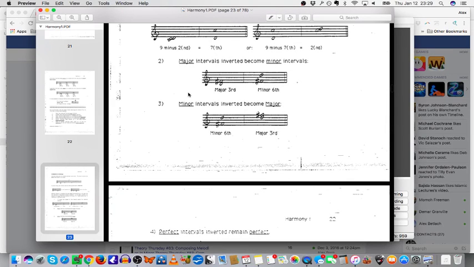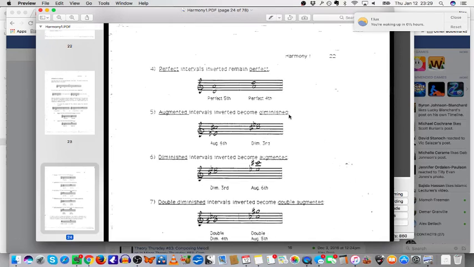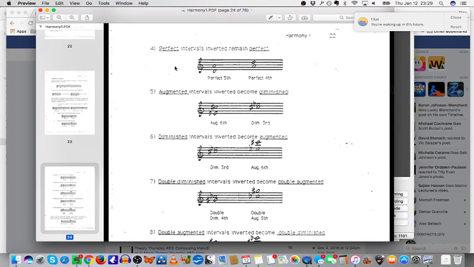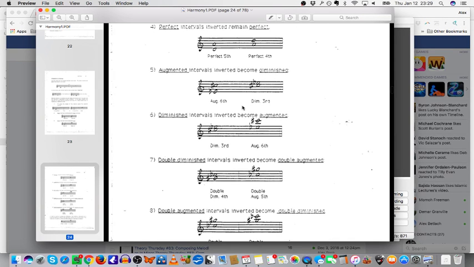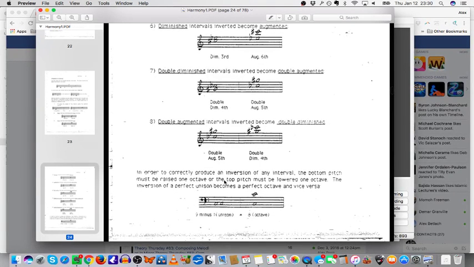Now here are the rules. If you invert a major interval, it becomes a minor interval. If you invert a minor interval, it becomes major. Okay, so they're inverses. Perfect intervals, when inverted, become perfect. So they continue to be perfect. For example, we got a fifth here, invert it, you got a perfect fourth. That's why they're perfect. Augmented intervals become diminished. Diminished becomes augmented. Double diminished becomes double augmented. And double augmented becomes double diminished.